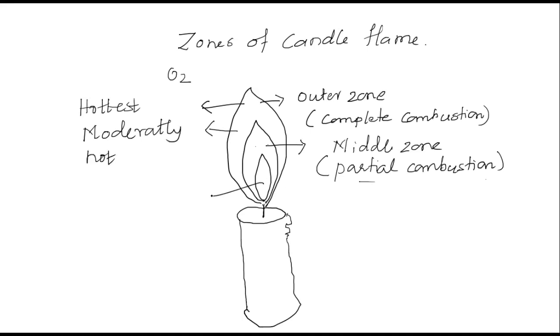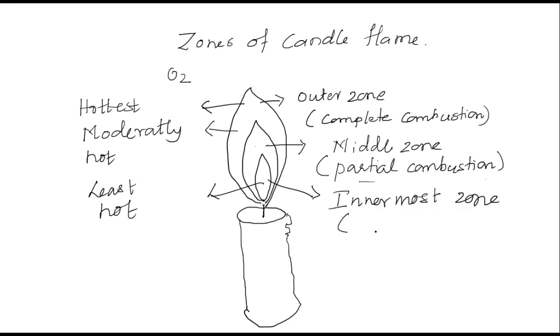And the last one, the least hot, is called the innermost zone, and there is more unburnt wax available. Why more unburnt wax? Because there is less oxygen supply here, this being the innermost zone. So generally it appears black in color, whereas the outer part is bluish. Bluish is an indicator of the hottest zone. There will be more temperature. You can very easily test it.